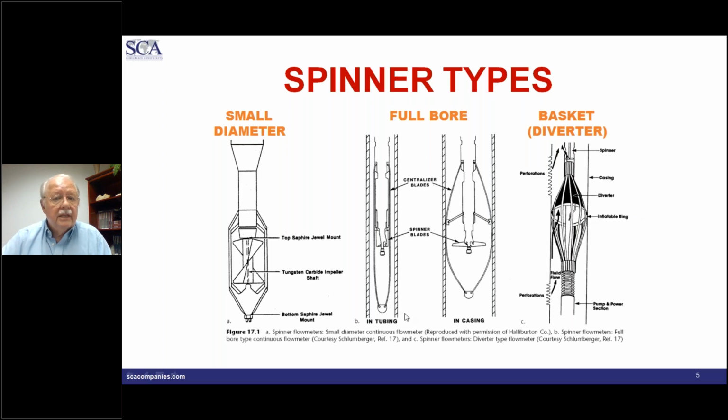In any case, this is our main emphasis right here, the full bore spinner and its association with a so-called PLT, production logging tool string.